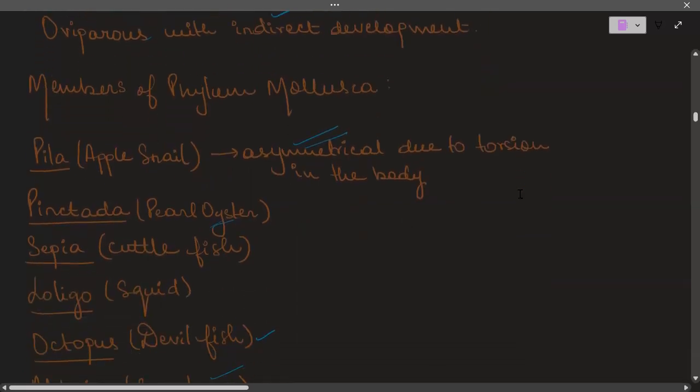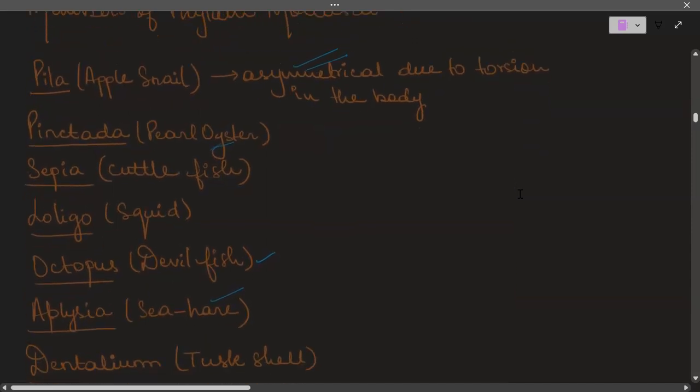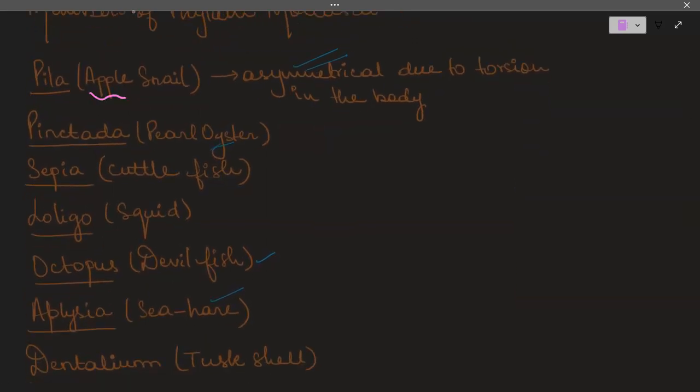Talking about the members of the phylum Mollusca, we have multiple members here. We have apple snail, which is known as Pila. It is asymmetrical. It is the only organism that is asymmetrical. Rest, all of them are bilaterally symmetrical. Why is it asymmetrical? Because its body has a torsion. So that is why it is asymmetrical.